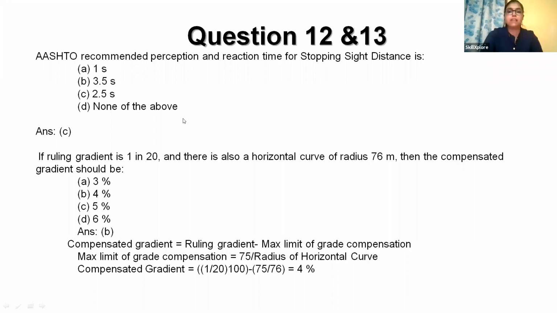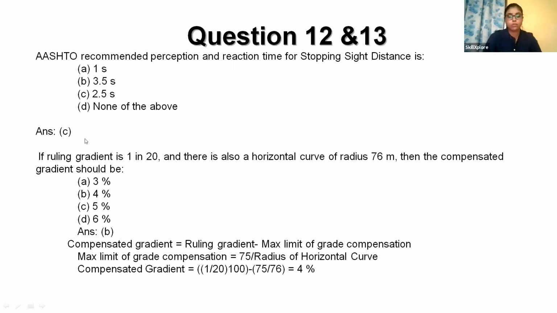Next is the AASHTO recommended perception and reaction time for stopping sight distance. While we discussed the stopping sight distance problem itself, it was mentioned that if this reaction time is not provided, choose option C. Choose it as 2.5 seconds. So here it is actually option C, 2.5 seconds. Whenever, even in the problems, if they have not specified the reaction time, you have to choose it as 2.5 seconds. Okay. So here the right option is option C.